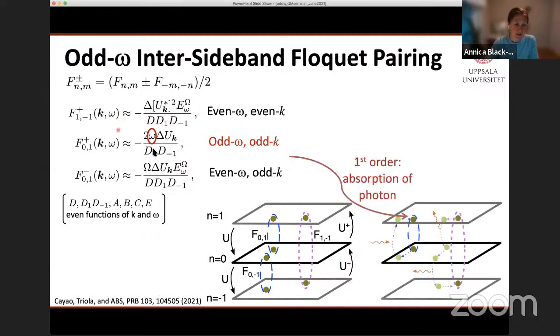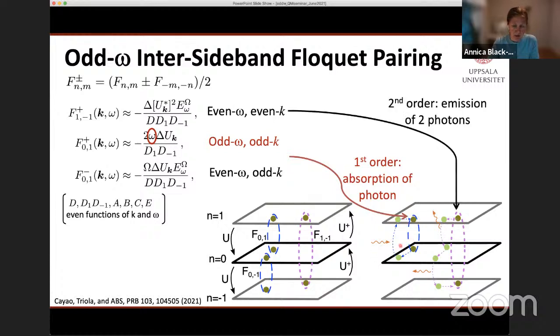And this process, how can you think about this process? Well, it's pairing between the two bands. The first order is simply saying, I'm going to take this electron, propagating, absorb a photon. That's what this UK does. And so this pairing here is a pairing that happens because you absorb a photon. And you also have some second order processes here as well, where you emit 2 photons, for example.